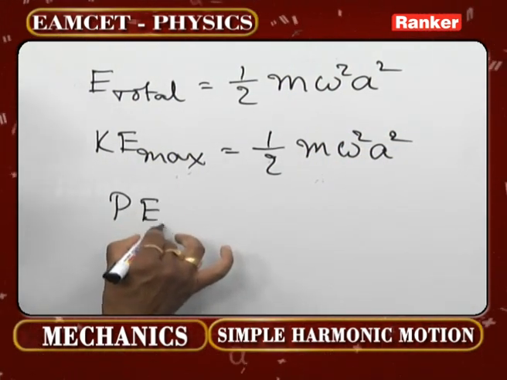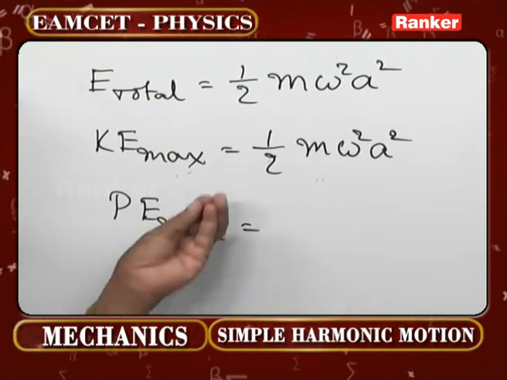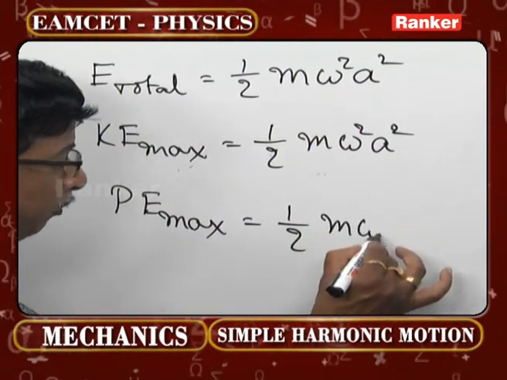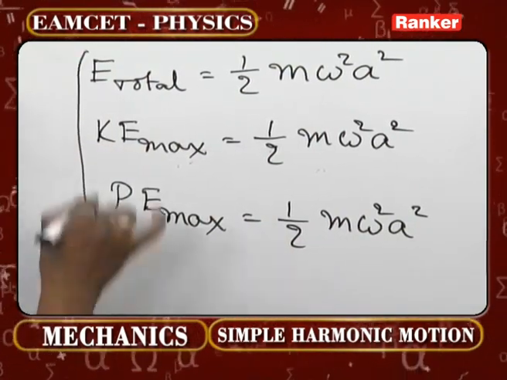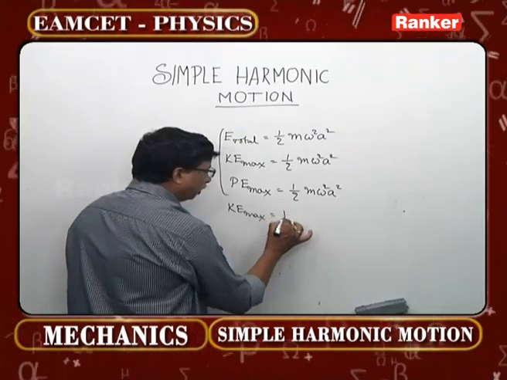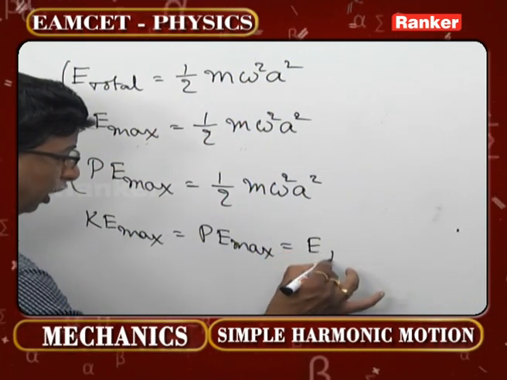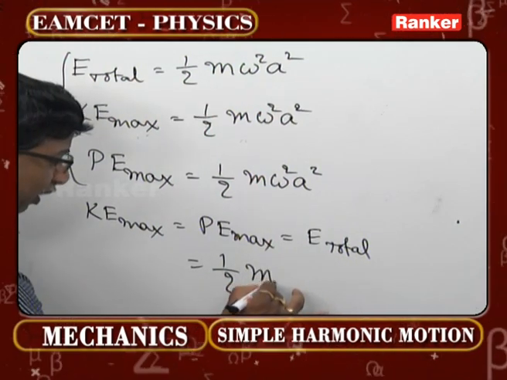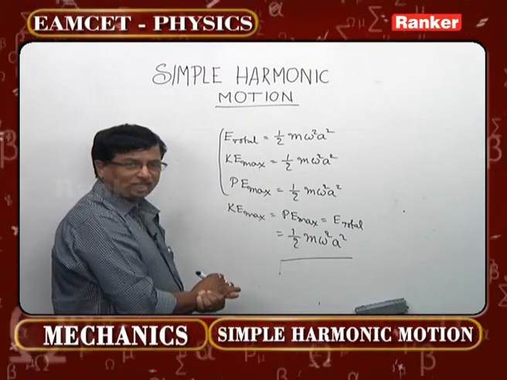Exactly in the same manner, what is maximum potential energy? Potential energy maximum means the kinetic energy is 0 obviously. Then once again you will be getting half m omega square a square. Look at these 3 wordings carefully. Kinetic energy maximum whether they ask you, or potential energy maximum whether they ask you, or total energy of the particle they ask you, all the 3 have the same formula, half m omega square a square.